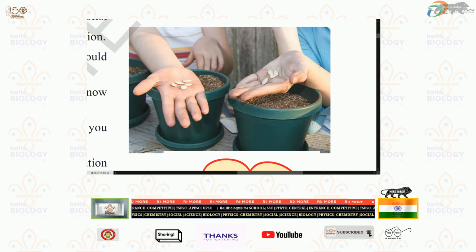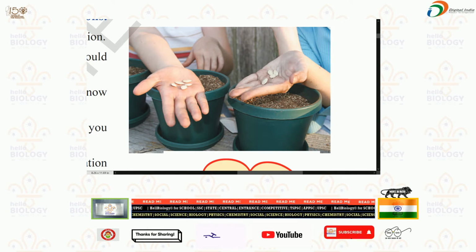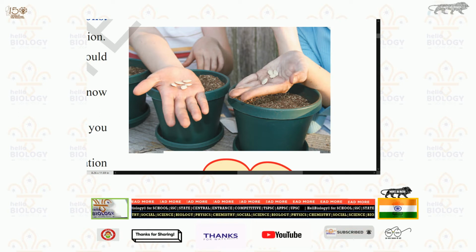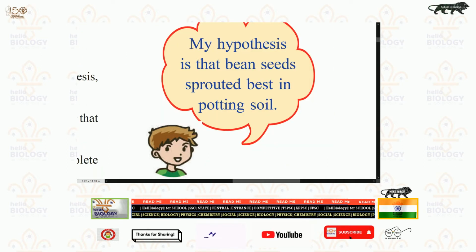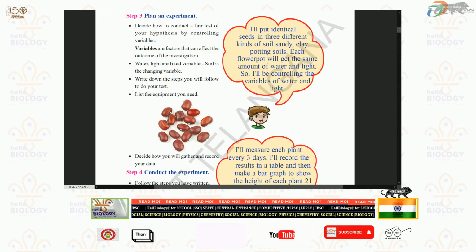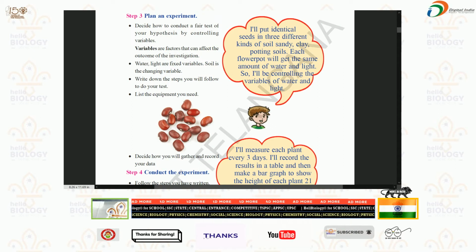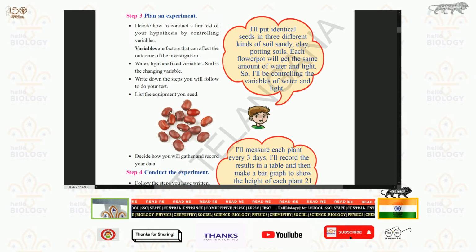Here you can see in this picture, students are catching the seeds and putting them into different types of soil. In which soil will it grow? You need to make a hypothesis. Bean seeds are kept there and an experiment is being planned. Here you can see bean seeds used. You need to think about which things are disturbing the experiment.